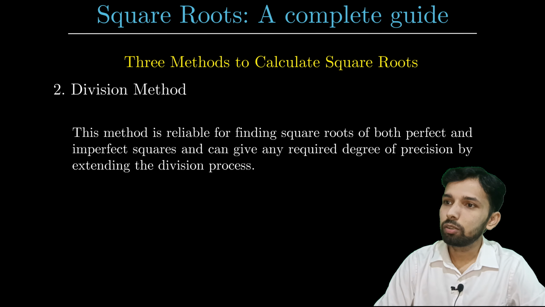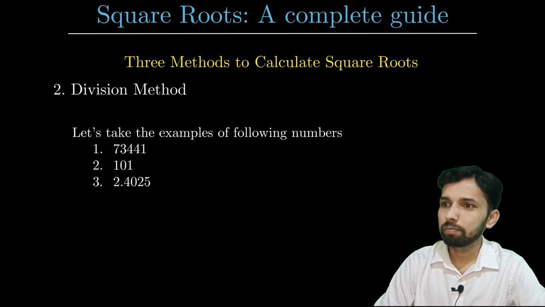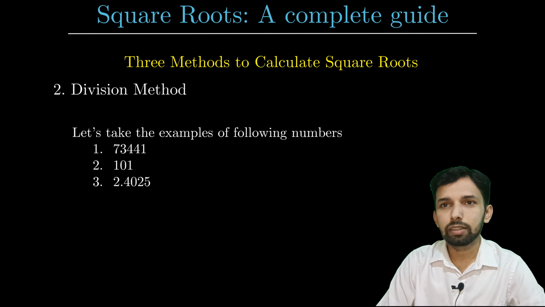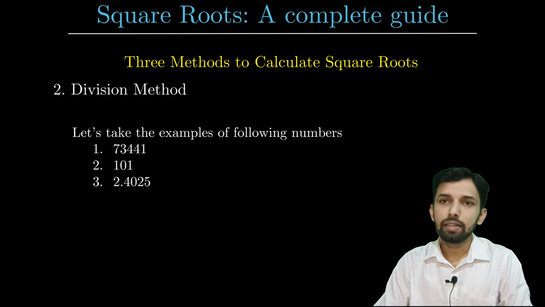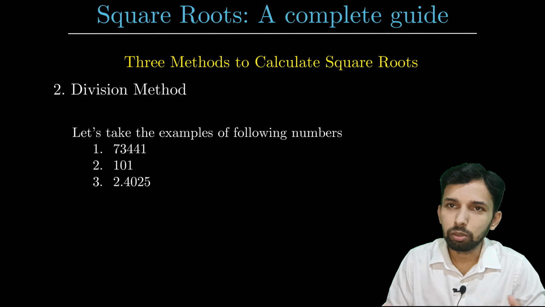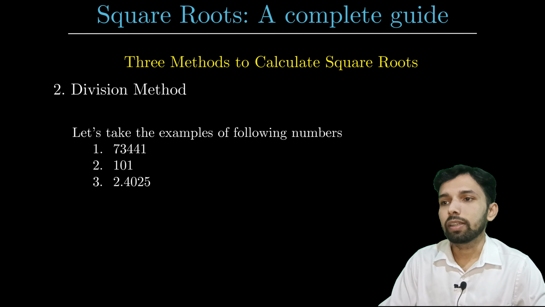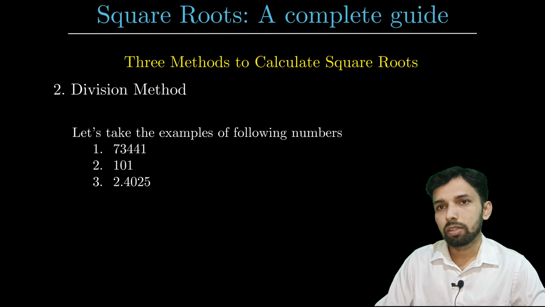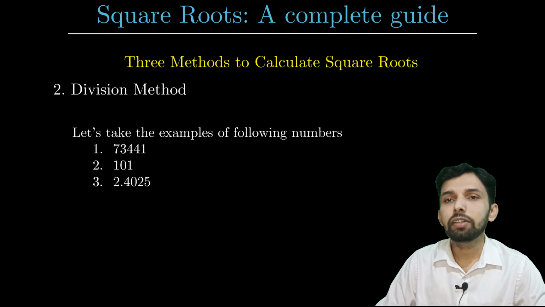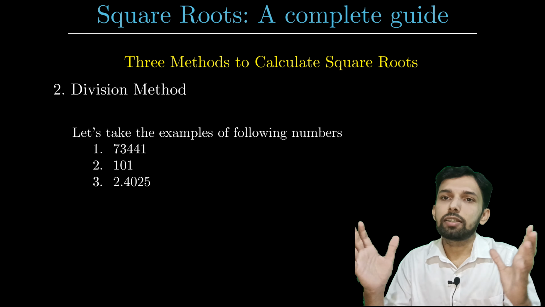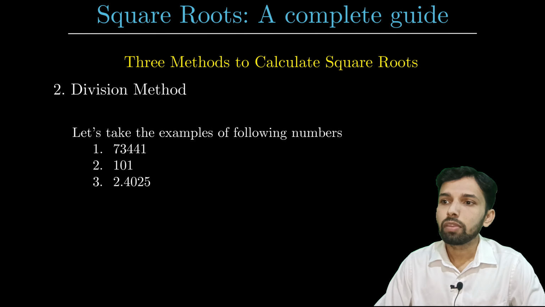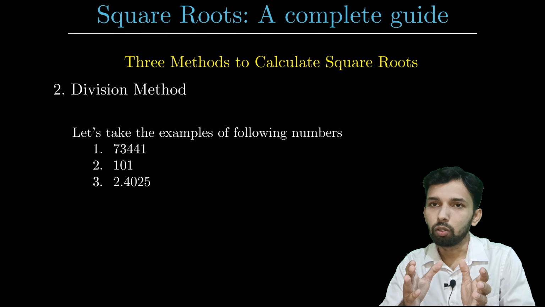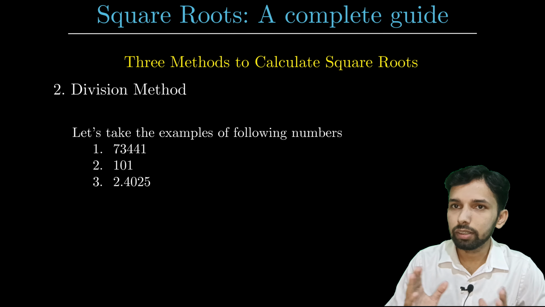Today we are going to talk about these three examples. One having 5 digits, so with all 5 digits you will get to know how to deal with lengthy examples and long calculations. Then we will talk about 101. Sometimes the number can get tricky even if it is not a large number, just like we will notice in the case of 101. And then we'll talk about 2.4025, not really a whole number, a decimal number, and how to deal with those.